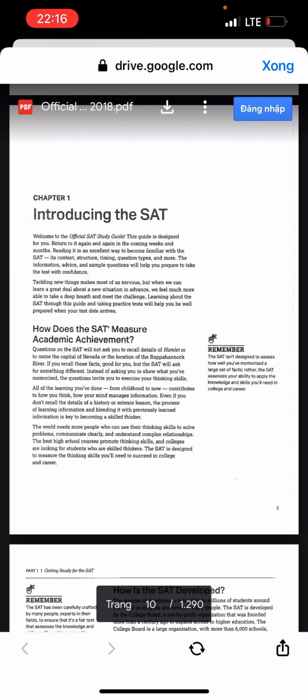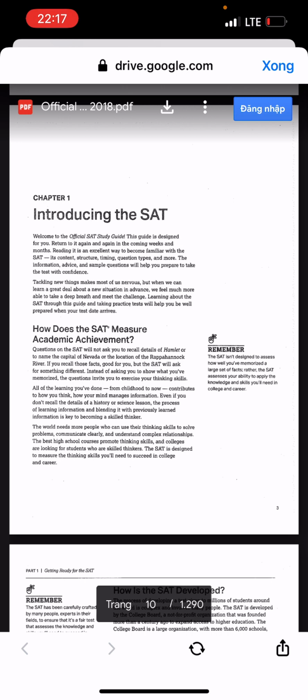Questions on the SAT will not ask you to recall details of Hamlet or to name the capital of Nevada or the location of the Rappahannock River. If you recall those facts, good for you, but the SAT will ask for something different. Instead of asking you to show what you've memorized, the questions invite you to exercise your thinking skills.